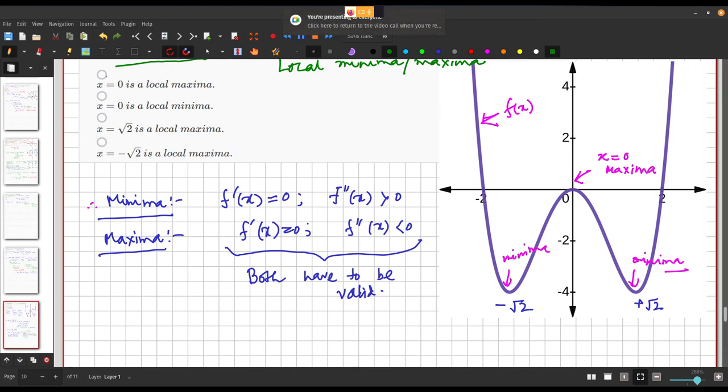So now let us check the options also. The first option says that x equal to 0 is a local maxima, so this is correct. X equal to 0 is a local minima, that is incorrect. X equal to root 2 is a local maxima, that is also incorrect. And x equal to minus root 2 is a local maxima, that is also incorrect. So this is the only correct option.